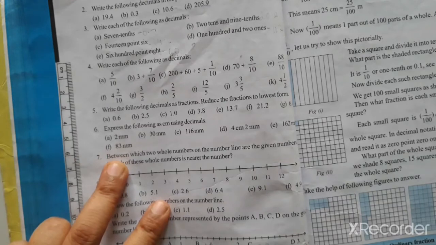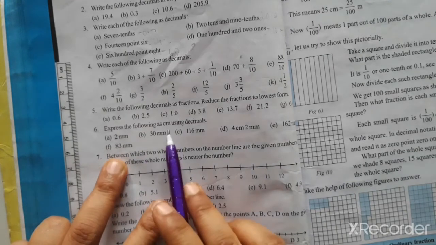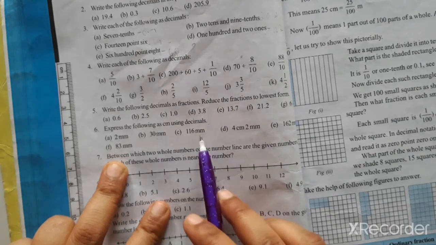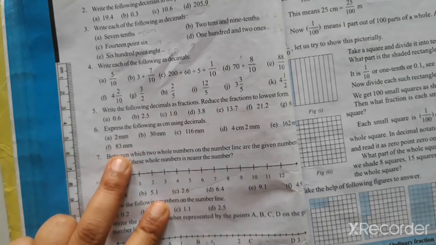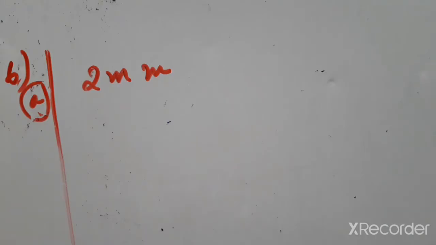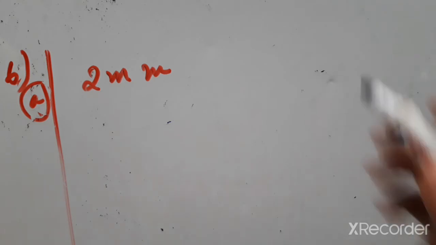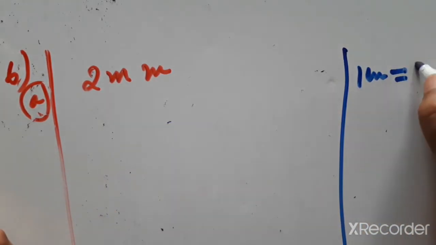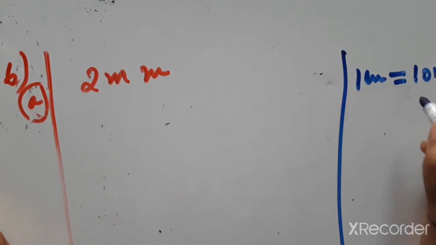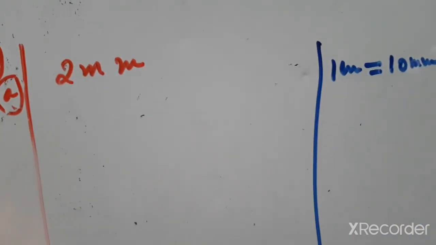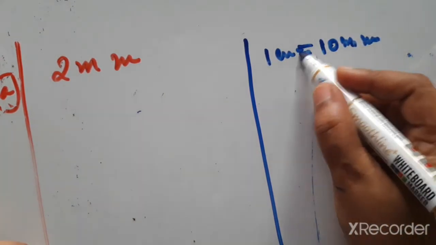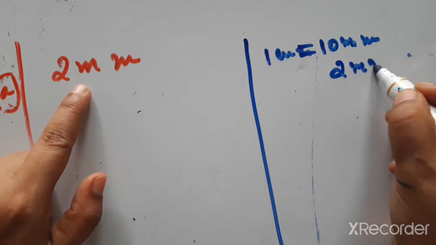Now sixth main children: express the following as centimeters using decimals. 2 millimeter, 30 millimeter, 16 millimeter, 160 millimeter. Now we have to convert it into centimeter. 2 millimeter. We know that 1 centimeter equals 10 millimeter. Now what do we have to find? 2 millimeter equals question mark.